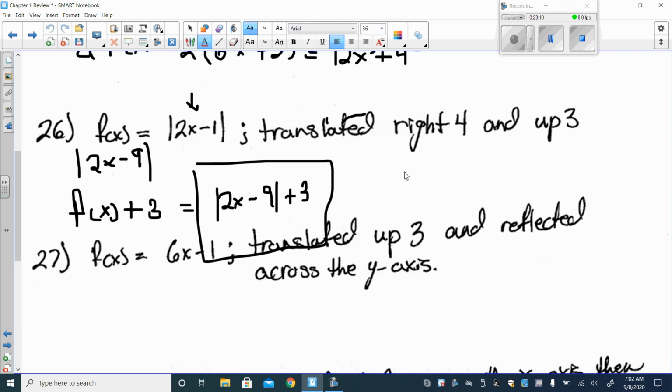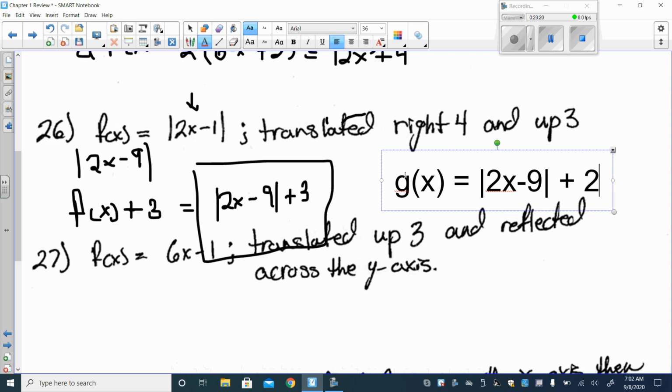So it's just saying that g of x is equal to 2x minus 9 plus 3. And that's it. That's our answer. And that's all we have to do for this here.